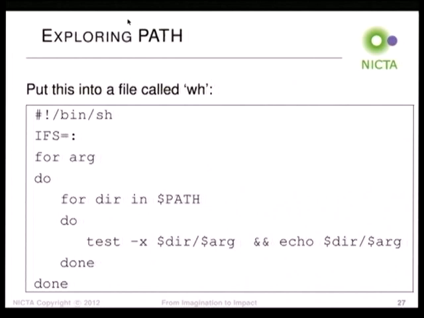Here, we're going to use a colon. And so when we go to the for dir in $path, $path will be split into words on those colons. So here, when you say for dir in whatever, it will iterate dir over all of the elements of your path.